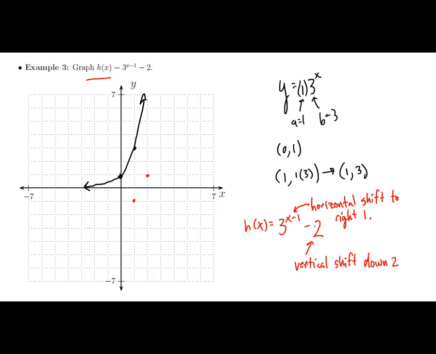But we also saw how the vertical shift tells us that we have now a different horizontal asymptote, so our horizontal asymptote is now down as well at y equals -2. So we make sure that we put that in. Oh, sorry that I missed that. Okay. And so there's our transformed function of y equals 3 to the x, h of x equals 3 to the x minus 1 minus 2.